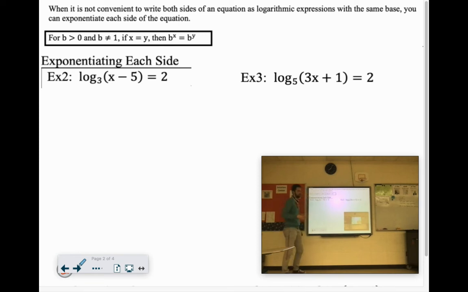That's the property that we're going to use here. So here we have log sub 3 x minus 5 equals 2. We're just going to put a 3 as a base on both sides.